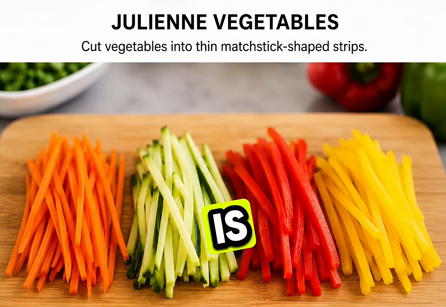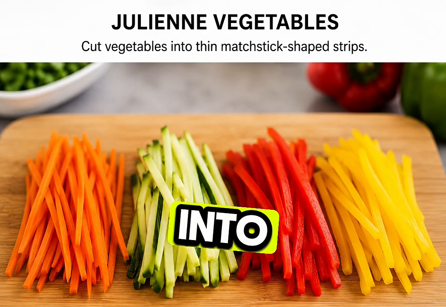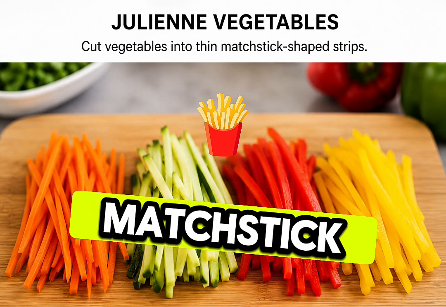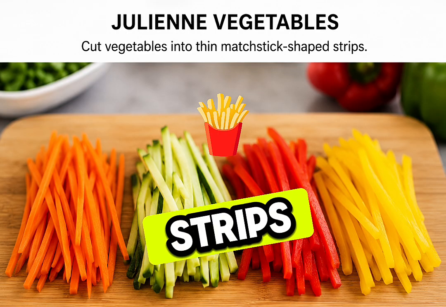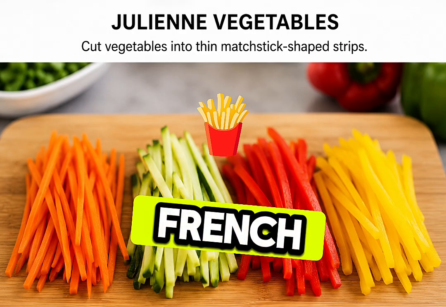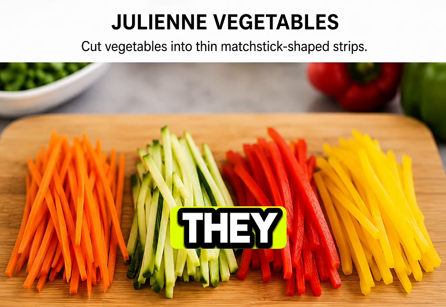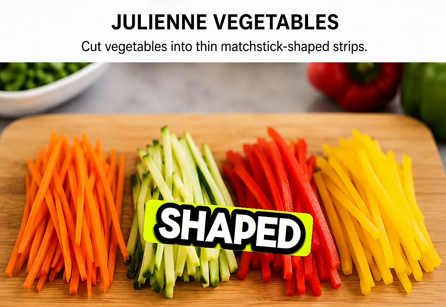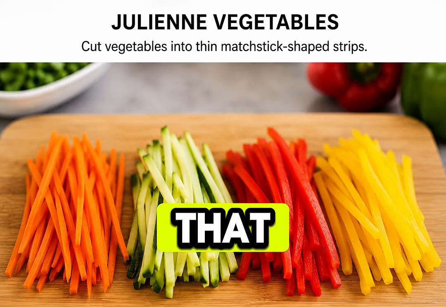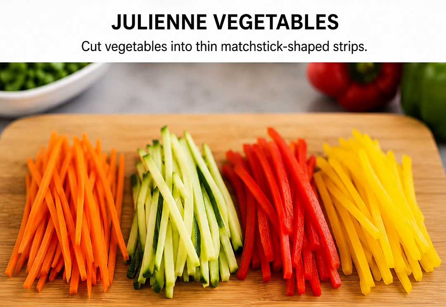Next word is julienne. We use julienne to cut food into thin matchstick-shaped strips. It is like French fries, so they are long and thin. So that is called julienne.